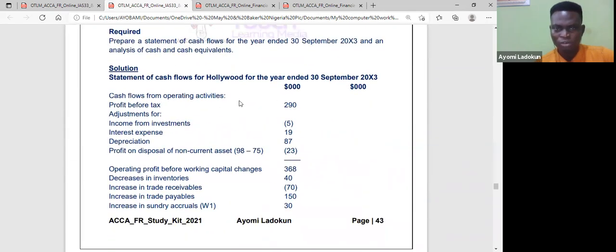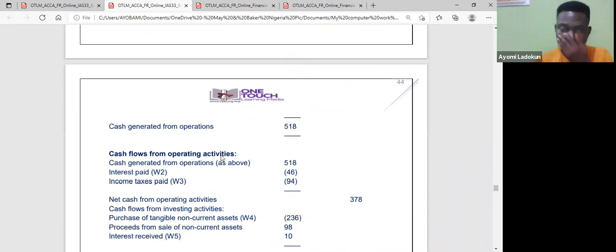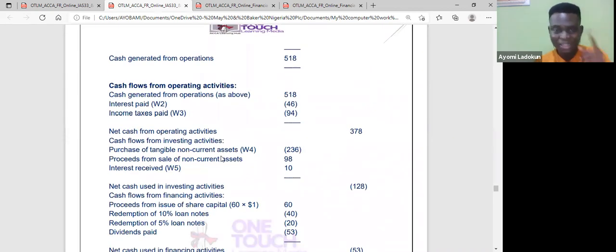So you start from your profit before tax. You just pick it up from the question. Income from investment, interest expense, depreciation, then profit on disposal is going to be removed. It has a carrying amount of 75, but we sold it at 98. So that's the profit on disposal, and the sale will be in my investing activity.